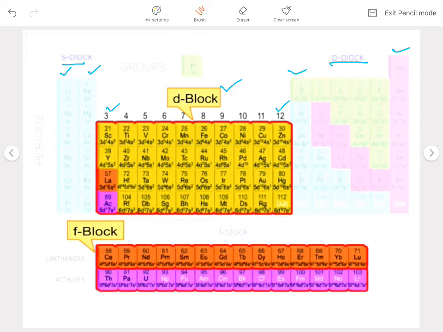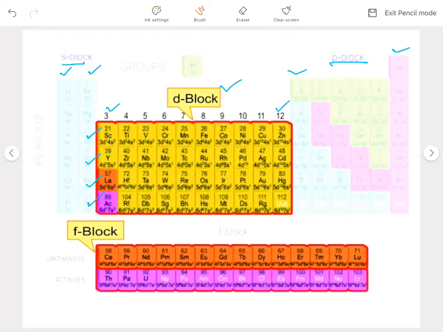They are termed as D block elements because their last electron enters in D subshell. So there are 4 series of D block elements, that is 3D, 4D, 5D and 6D series. And since they are in between S and P block elements, they are also termed as transition elements. As well, their properties are also intermediate to those of S and P block elements. So that is why they are transition elements.